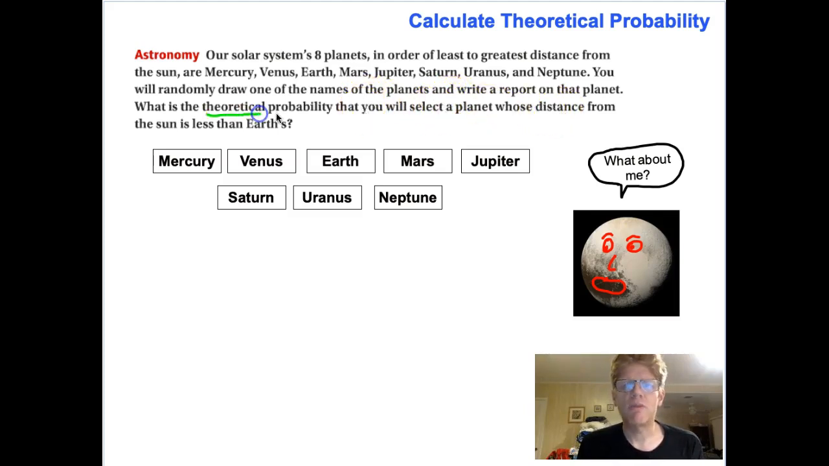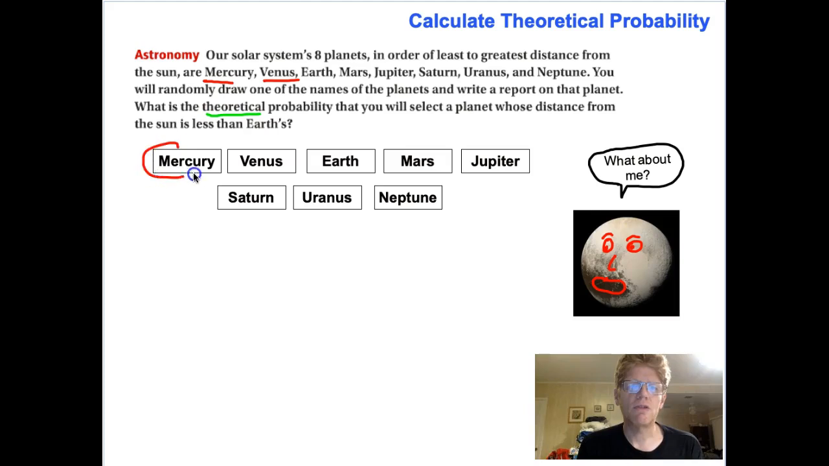What is the theoretical probability that you will select a planet whose distance from the Sun is less than the Earth's? Now, first off, we need to see which of these fit that guideline. So we know that Mercury and Venus, in order of distance from the Sun, those are closer than the Earth.